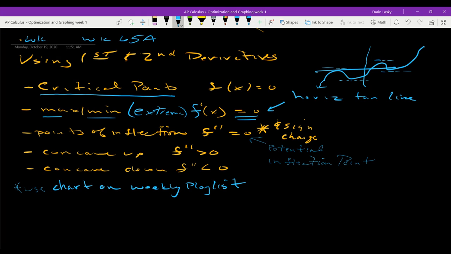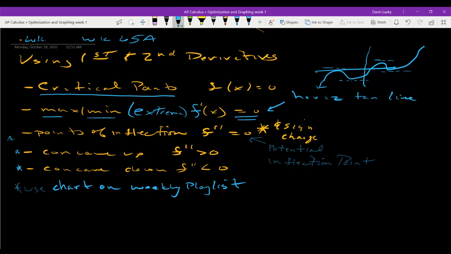And now our points of inflection, which are going to be new to us, and our concave up and our concave down, they're going to have to do with the second derivative. So if the second derivative is equal to 0, there's a potential inflection point.